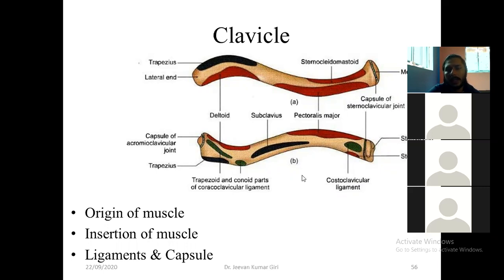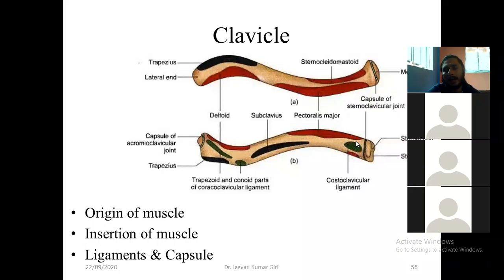So this ligament extends between the coracoid process of the scapula to the inferior surface of the lateral one-third of the clavicle, where there are the conoid tubercle and the trapezoid ridge. Okay, so in the conoid tubercle and the trapezoid ridge, you will find the attachment of the conoid and the trapezoid parts of the coracoclavicular ligament. Okay, these are the ligaments.